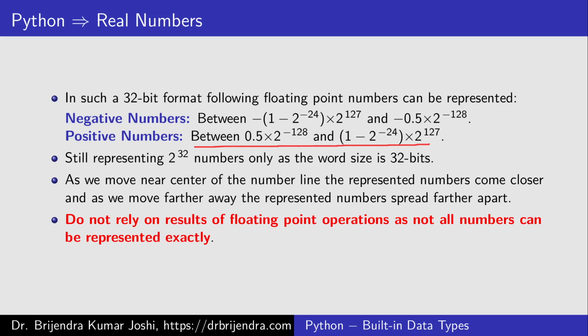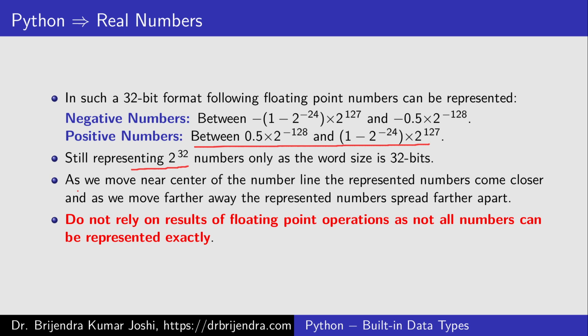But remember, still we are representing 2 to the power 32, that is approximately 4 GB kind of memory. If I am talking about memory, then 2 to the power 32 is 4 GB. So those many numbers we can represent. We are still representing 2 to the power 32 numbers as the word size is 32 bits. So approximately half the numbers are negative and half the numbers are positive.